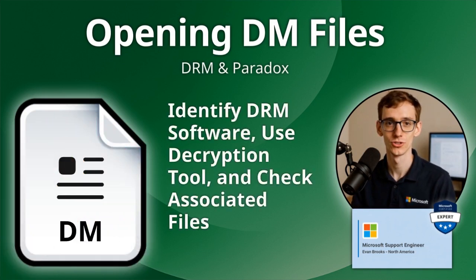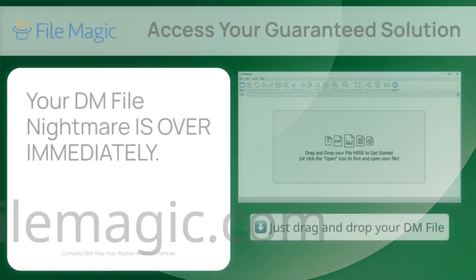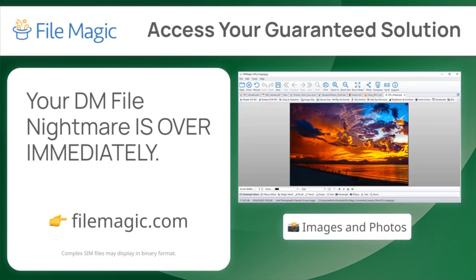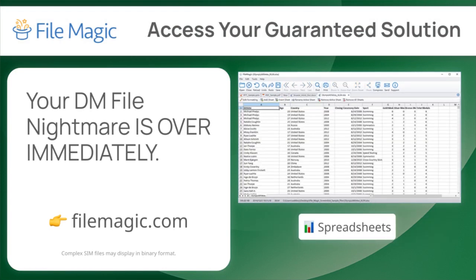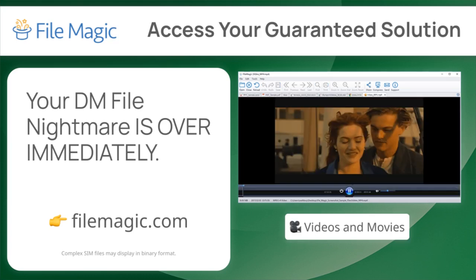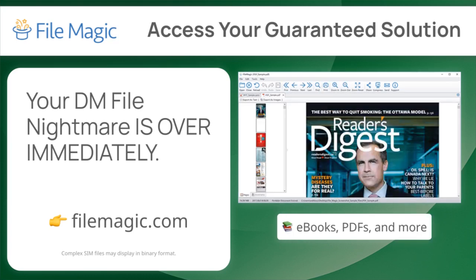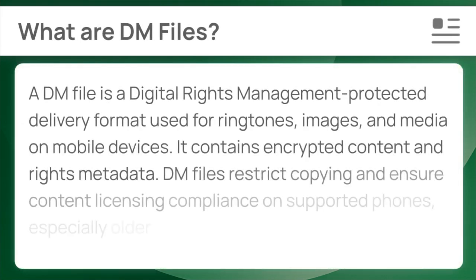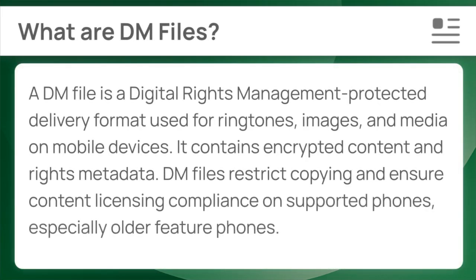I'm Evan Brooks, Certified Support Engineer. I'll explain the lock. Preventative action: I strongly suggest keeping a universal file reader on standby. It often gives you access to the contents even when the DM format fails. More on this later. The file header identifies the DM extension as belonging to the uncommon file type.